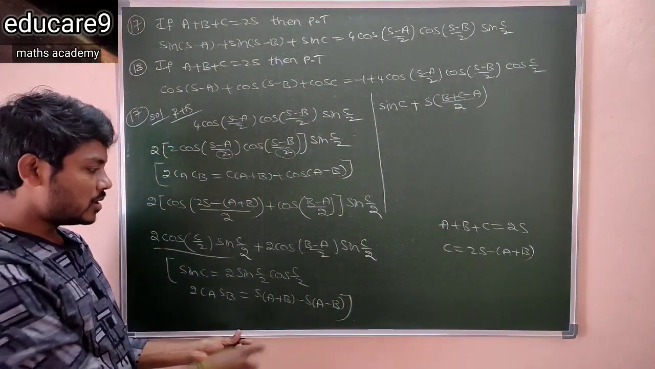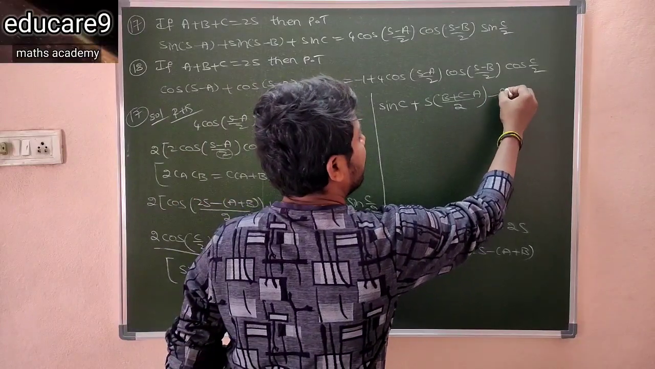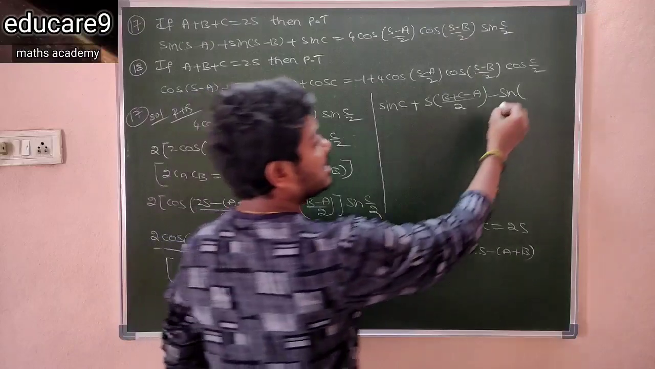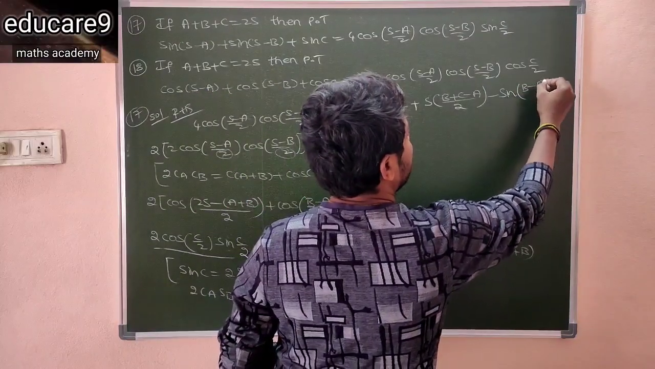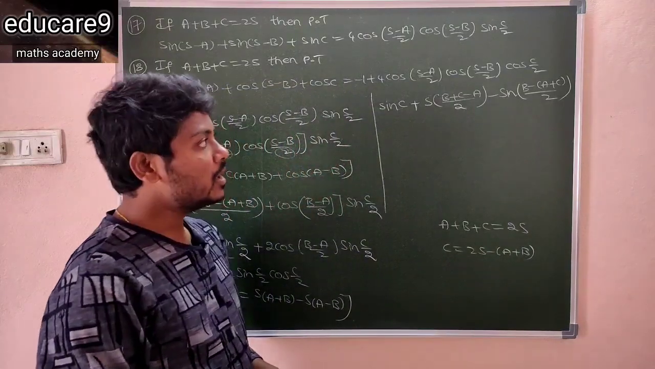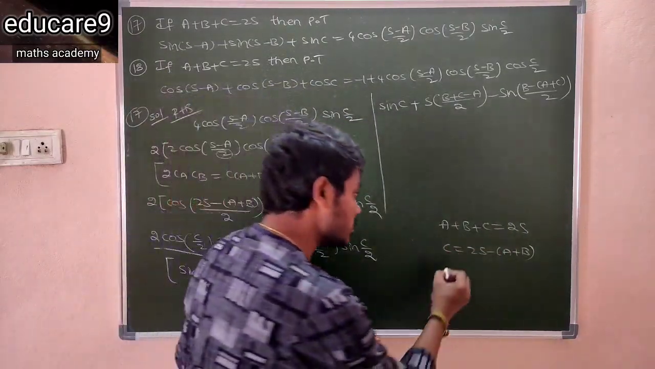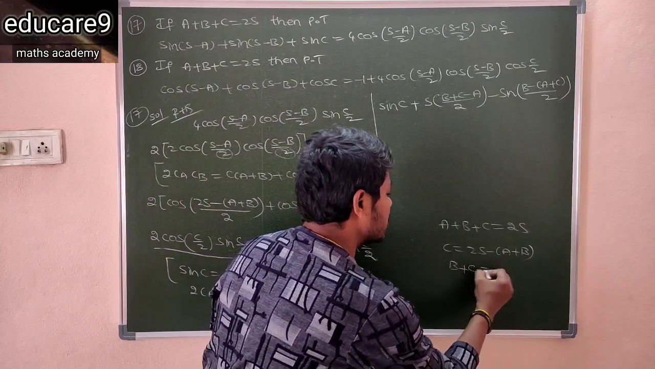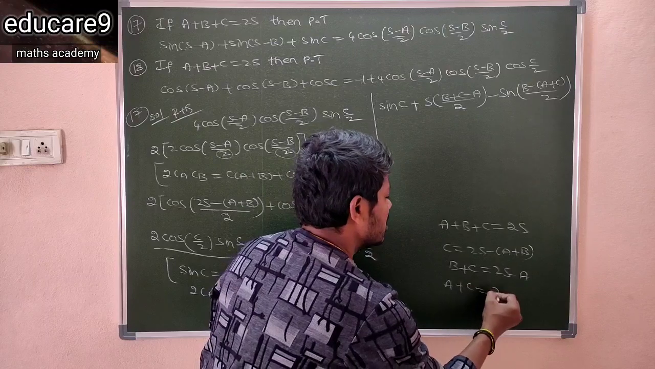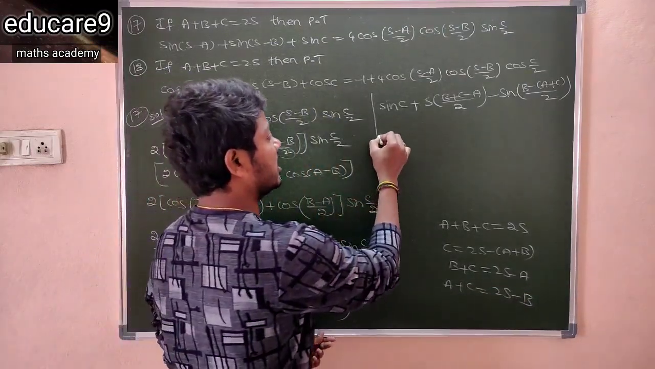So next you have to subtract these two angles. So minus sin of b minus a minus c, that is b minus of a plus c divided by 2. Now here how to write b plus c? 2s minus a. See here b plus c is equals to 2s minus a and a plus c is equals to 2s minus b.